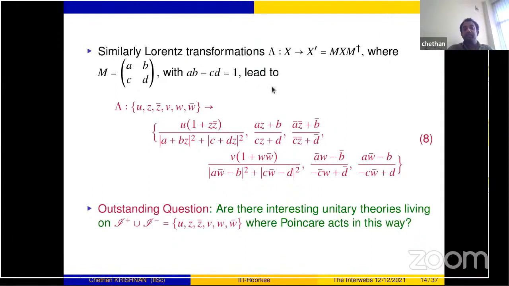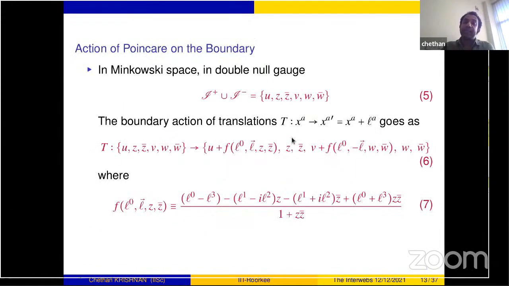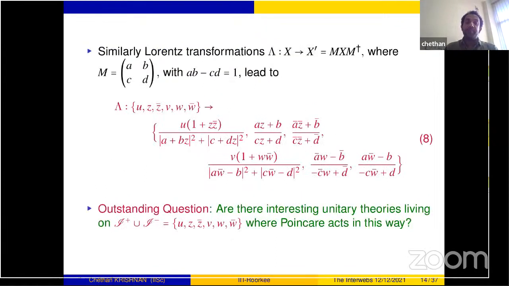Okay, so this is just something that you can figure out. And so the question, in some sense the big question in my mind, is: are there any interesting unitary theories that live on this 𝗧+ union 𝗧-, where the Poincare acts in this way? Because an action of Poincare is quite nice in some way. So maybe there is a way in which you can just use this, if you have enough imagination, to guess the kind of theories that are going to be interesting on this pair of spaces.